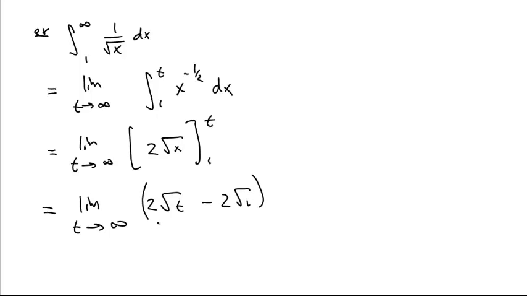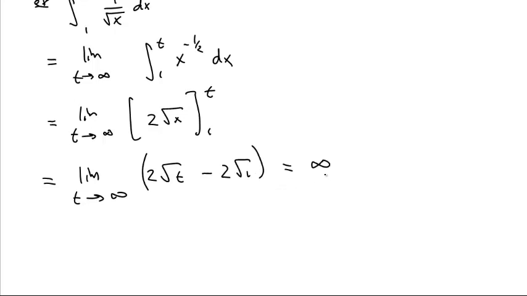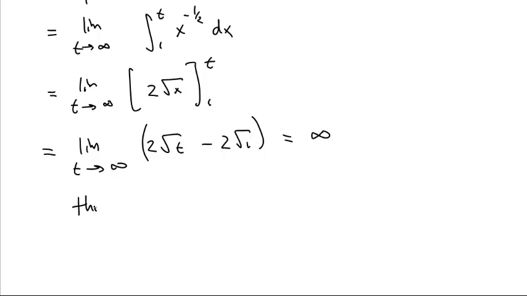Well, 2 square root of 1 is just 2, but as t goes to infinity, square root of t goes to infinity, 2 times infinity goes to infinity. So we're looking at something like infinity minus 2. This goes to infinity. And thus, we say that the integral from 1 to infinity of 1 over square root of x dx diverges.